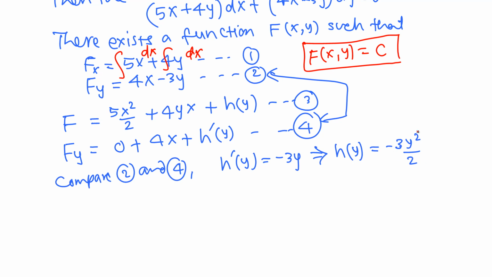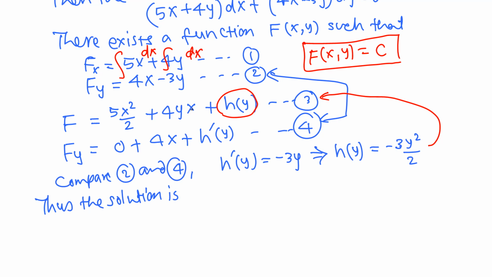Now with this h, we can go back to equation 3. This is the h we just found here, and that's the function. And this function equals constant is a solution. If there's a plus c, we can just always move it to the right side. Thus the solution is the function equals constant. So this is 5/2 x squared plus 4xy plus h(y), which is negative 3/2 y squared, equals constant. That's the final solution.